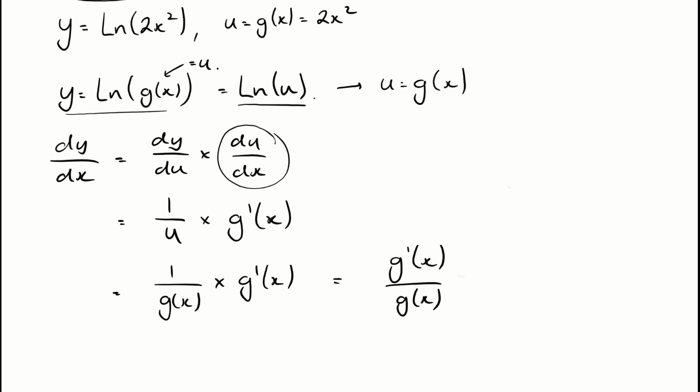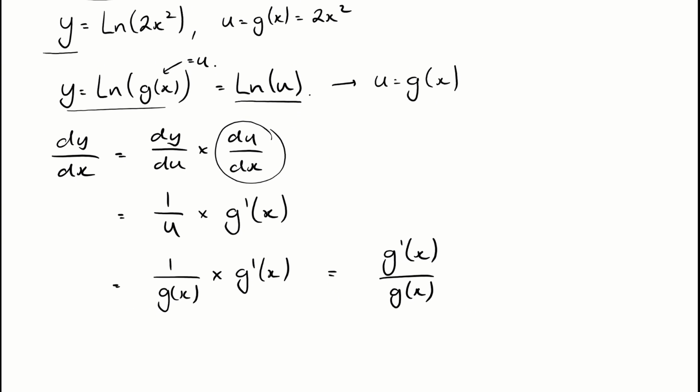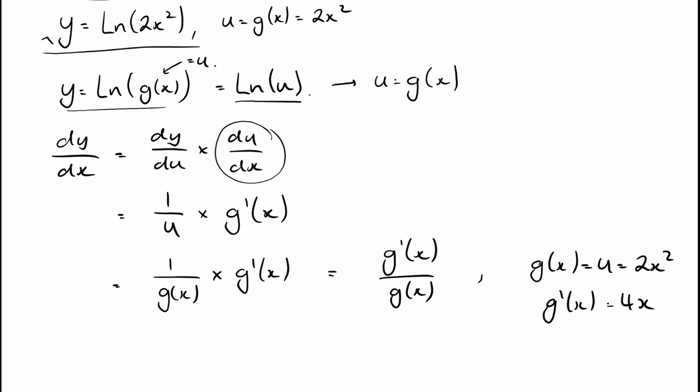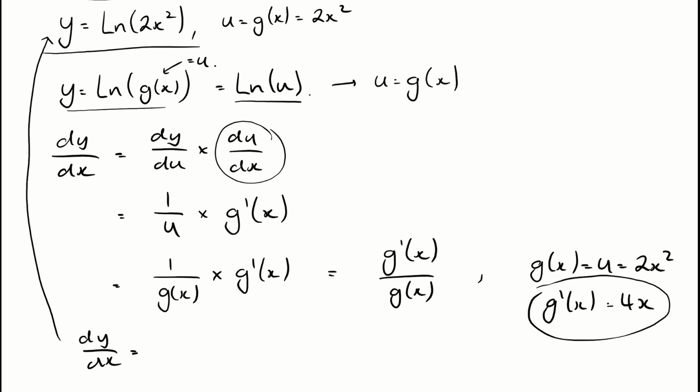So for example, in our case where y is equal to the natural log of 2x squared, our g of x or our u would be 2x squared. If I differentiate that, I just get 4x. So our answer to dy/dx in this case would be the derivative of g, which is 4x, divided by g of x, which is 2x squared. And I can simplify that down to just be 2 over x.